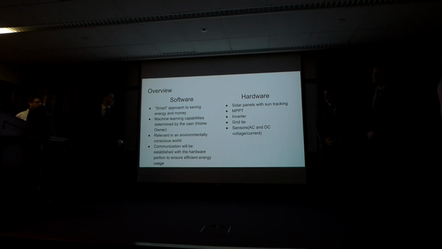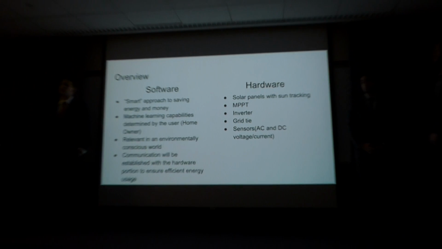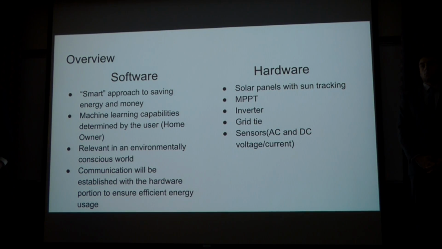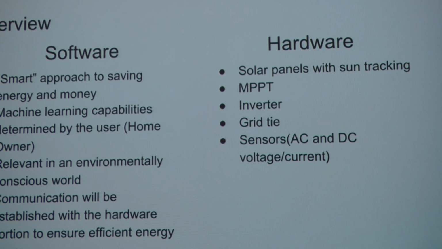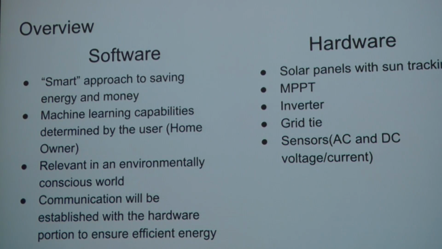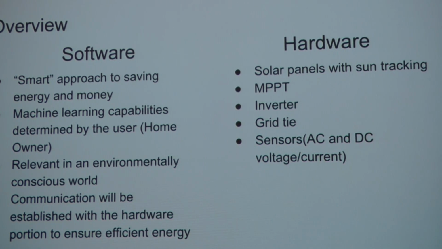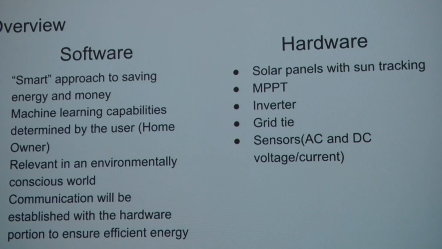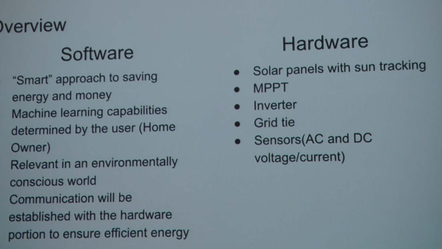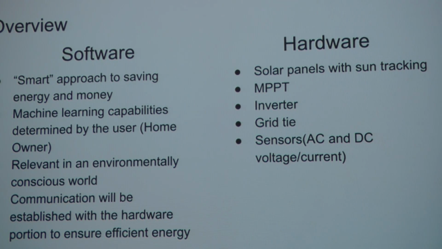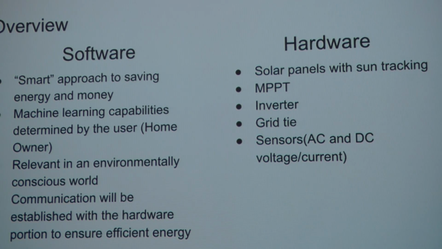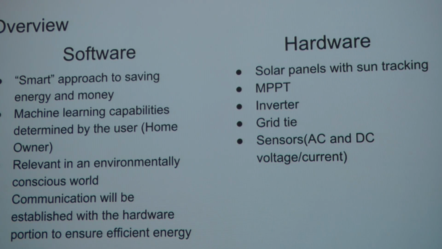Okay, so just a software overview. We are implementing a smart controller using machine learning capabilities, and we'll go more into this in later slides, but what this basically means is we want the user to be able to see their daily power usage, and if they're using too much energy during the peak hours when it tends to be more expensive, they can adjust their schedule accordingly. And then from there, we want to implement this onto the hardware portion, which is their solar tracking panel, in order to have an energy management system that can allow the user to save energy and money.